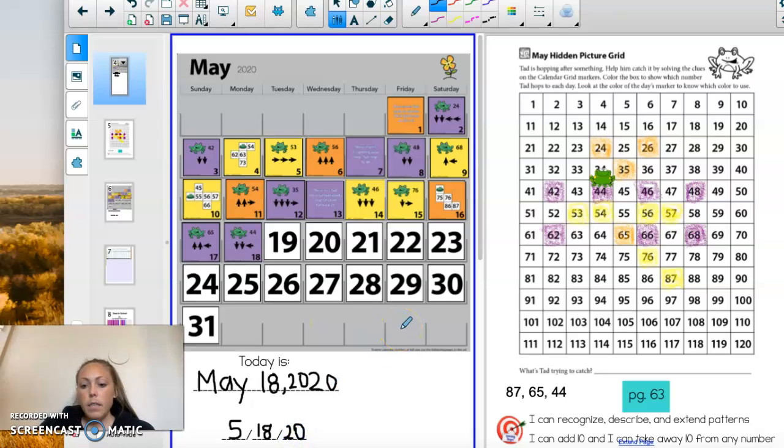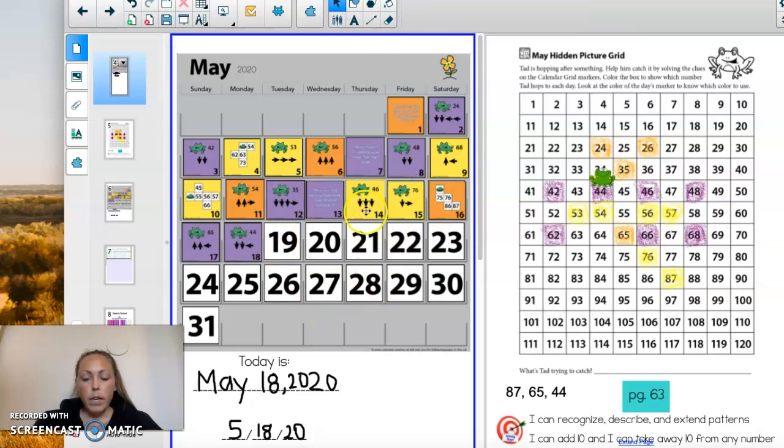All right, now let's work on recognizing, describing, and extending patterns. That's what we're working on when we're looking at the patterns in our calendar. So first we see that there's a pattern with the colors. We know that it goes orange, purple, purple, yellow, yellow, and then it just repeats itself. Orange, purple, purple, yellow, yellow, orange, purple, purple, yellow, yellow, orange, purple, purple. What are the next 2 days going to be?